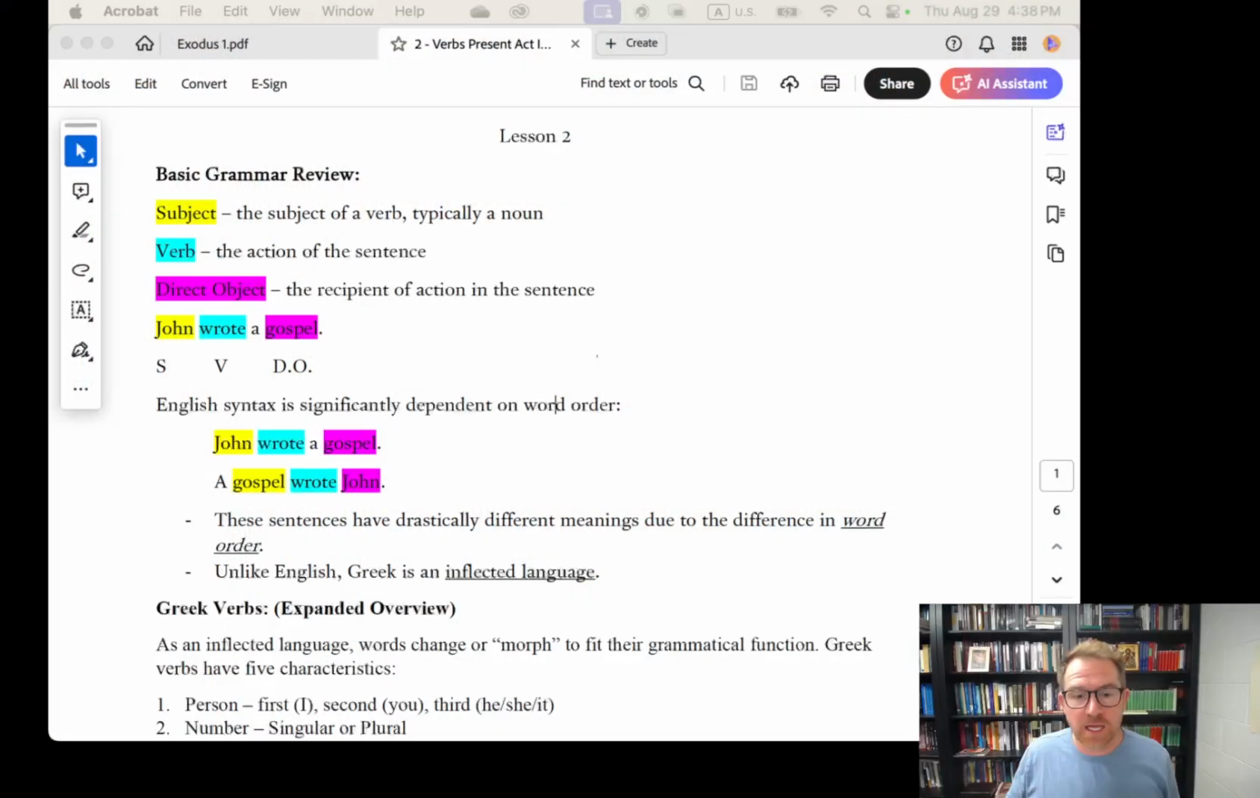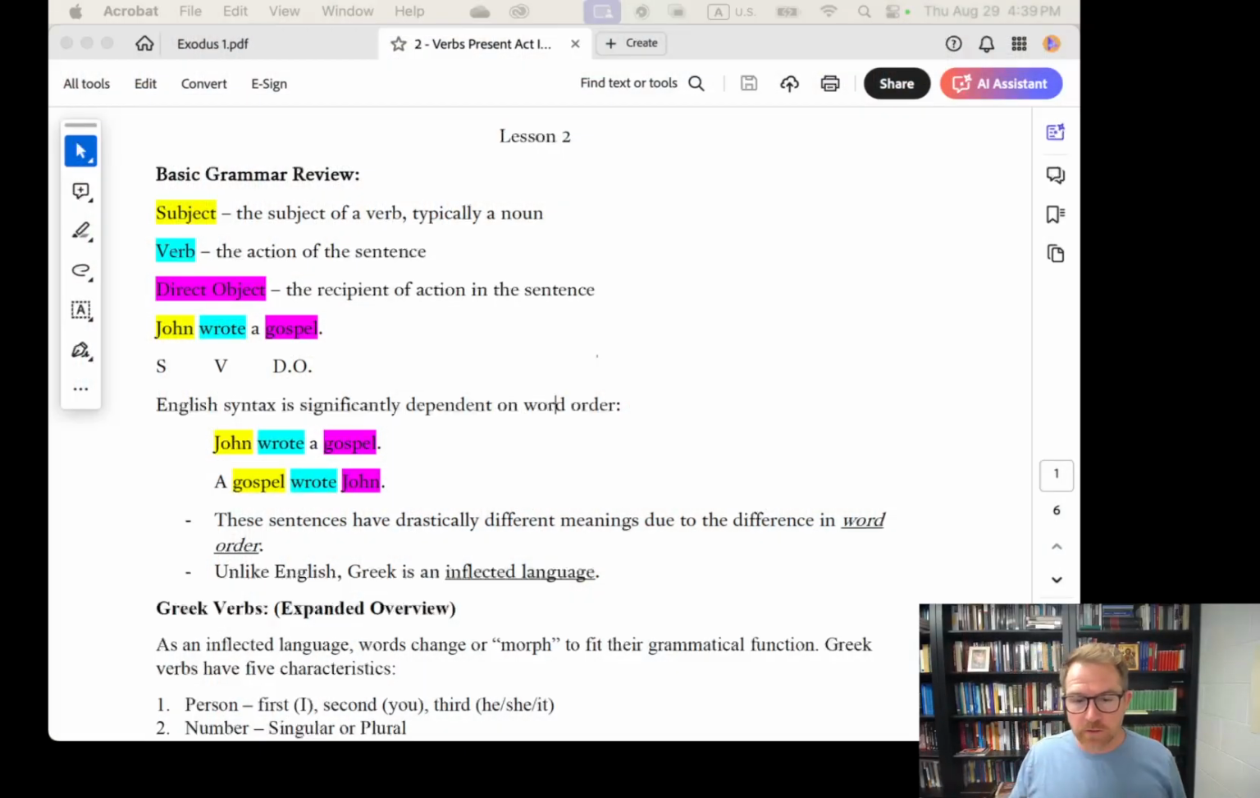We continue our study with Croy's Primer of Biblical Greek in Lesson 2, learning about the present active indicative verbs. So let's turn to the chapter, beginning with a little grammar review.